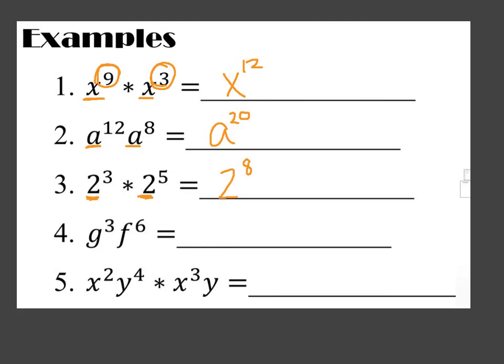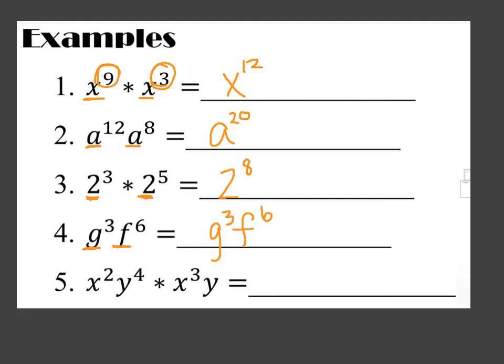Number 4, g to the 3rd times f to the 6th. Well, if I look at my bases, they were not the same. If my bases are not the same, I cannot use this rule. So my answer just stays g to the 3rd times f to the 6th. There's nothing I can do with that problem.